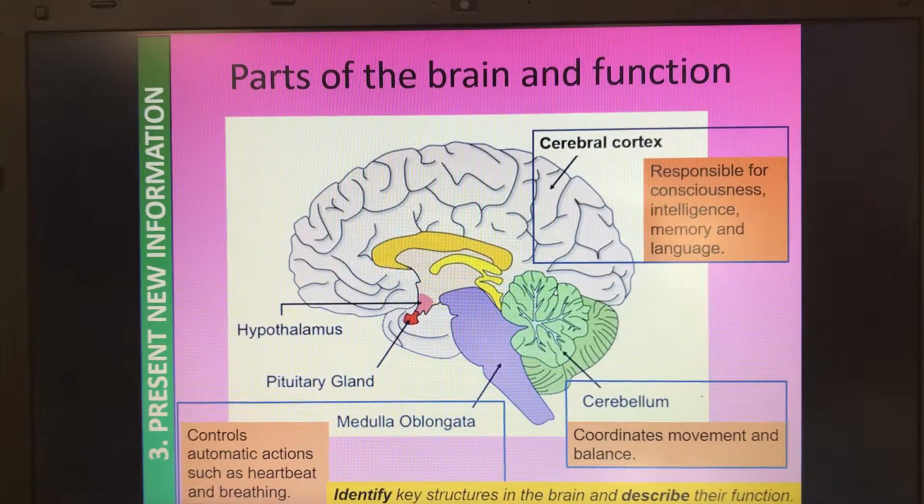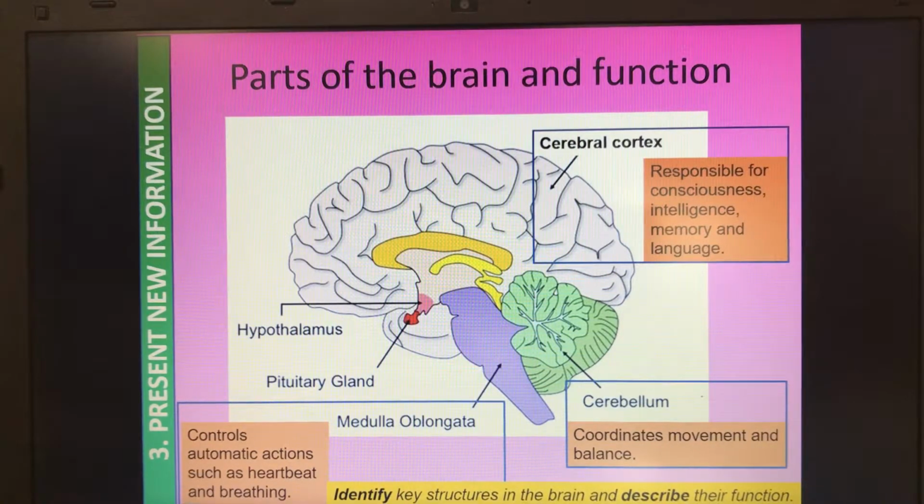So, the cerebral cortex is responsible for consciousness, intelligence, memory and language. The cerebellum coordinates movement and balance. And the medulla oblongata, think of it as being the long structure, oblongata, controls automatic actions, those subconscious involuntary responses such as heartbeat and breathing.